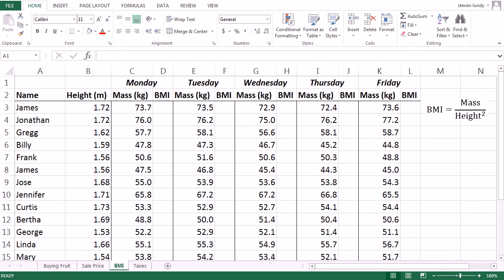In this example, students in health class are asked to record their weight from day to day and calculate their body mass index. Body mass index, or BMI, is a measure of relative weight based on an individual's mass and height. Here's the formula for BMI. To start out, we want to write a formula for BMI in cell D3.